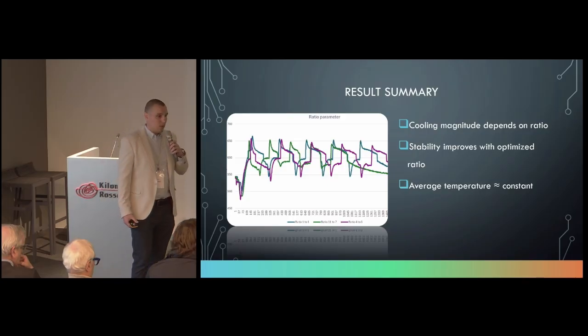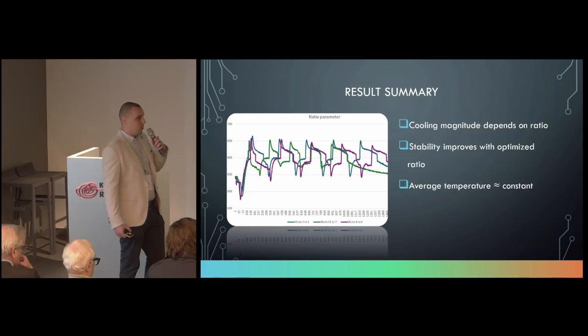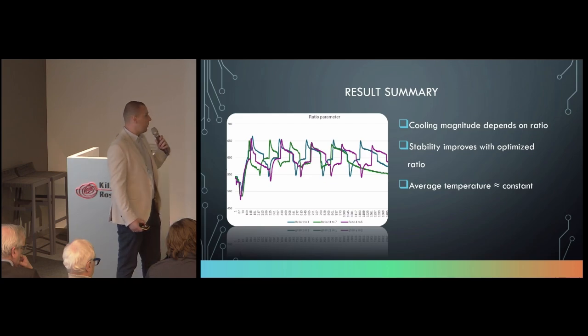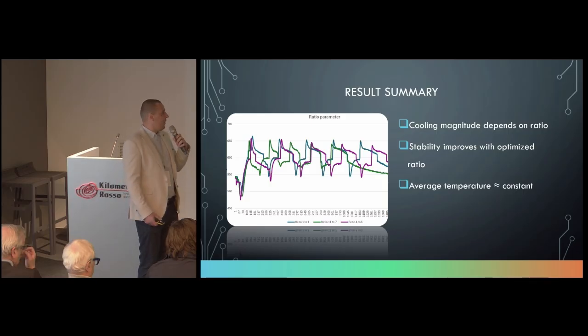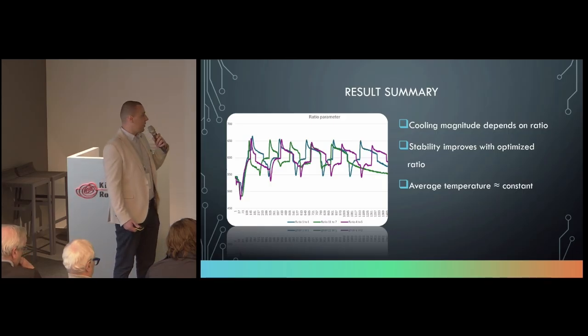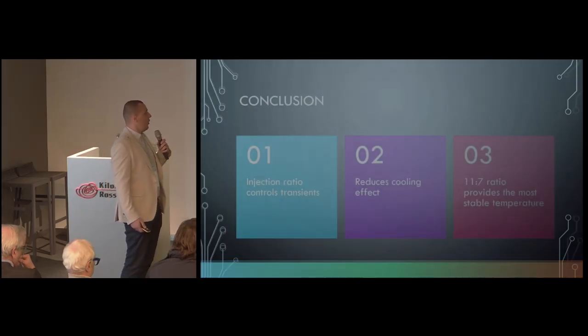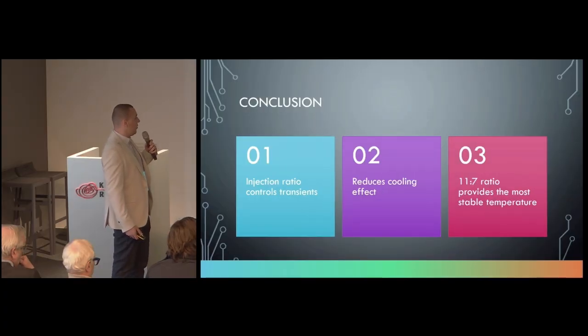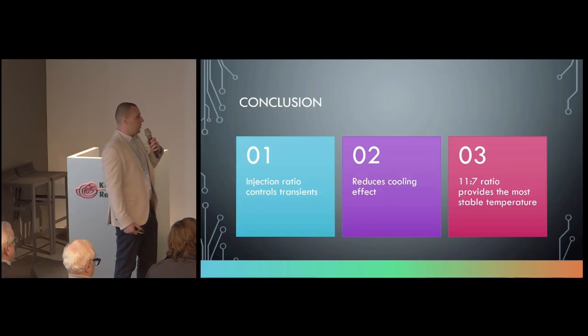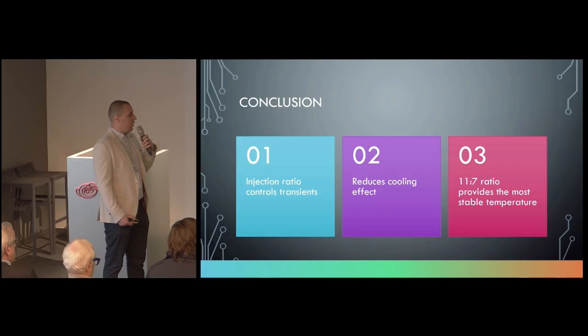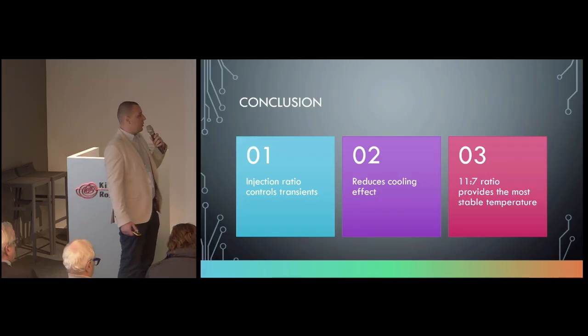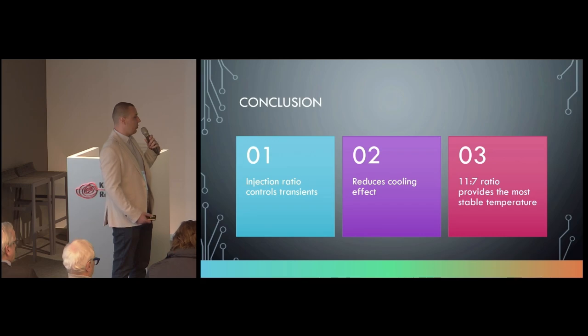That way, in a reactor, we'll have predictable heat, which will remove the option for something to break, fail, etc. because of a drop or a peak of heat generation. A reasonable conclusion we can draw is that with the injection ratio, we can control the transients and reduce the cooling effect. And from all the three we tried, 11-7 provides the most stable temperature and stable structure.